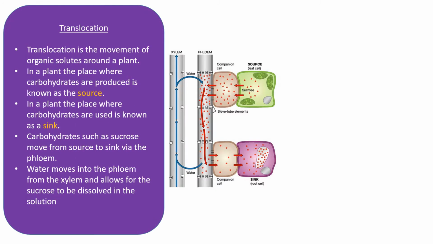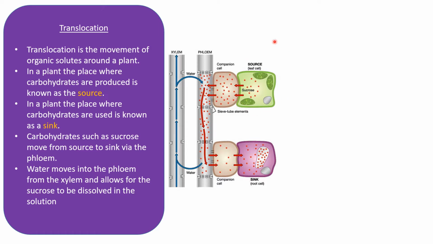Okay, so translocation is the movement of organic solutes around a plant. In the picture here, you can see the xylem. The xylem moves water up the stem of the plant, and the phloem here is moving organic solutes, in this case sucrose, the red dots, down the phloem. Now, in the phloem, the solutes can move up or down. In this diagram, it just so happens to be down.